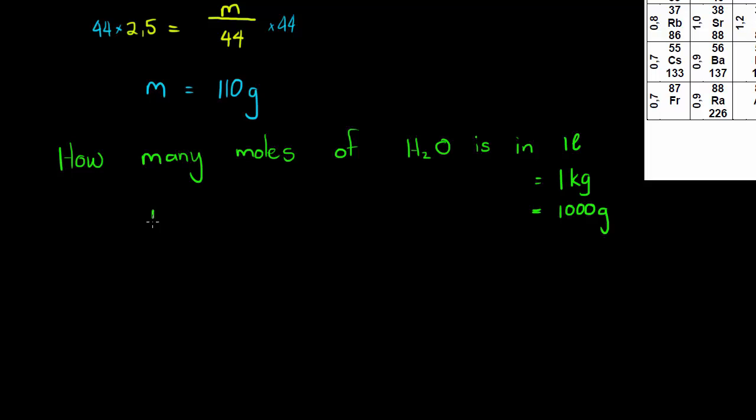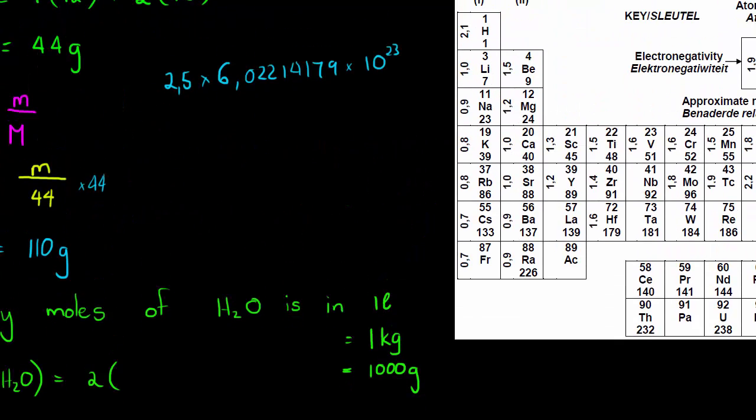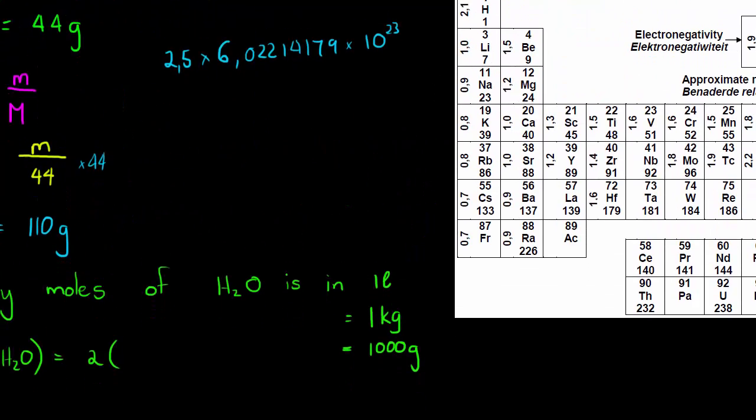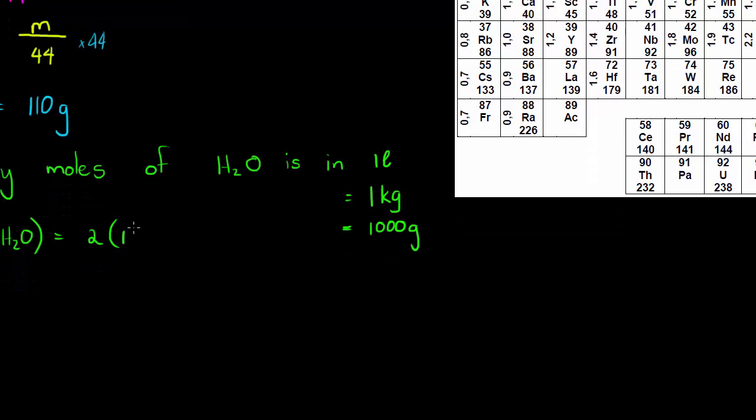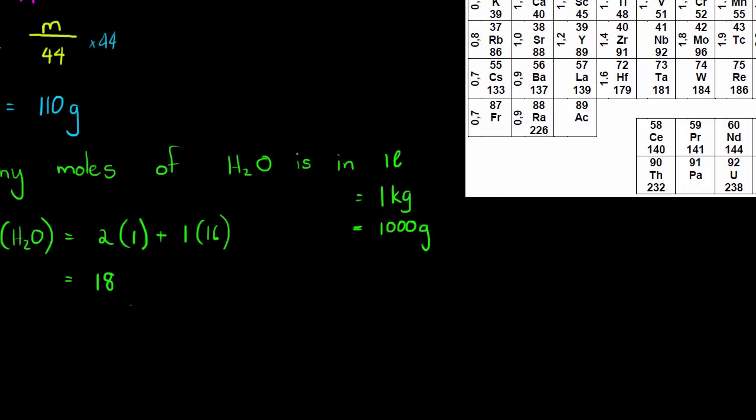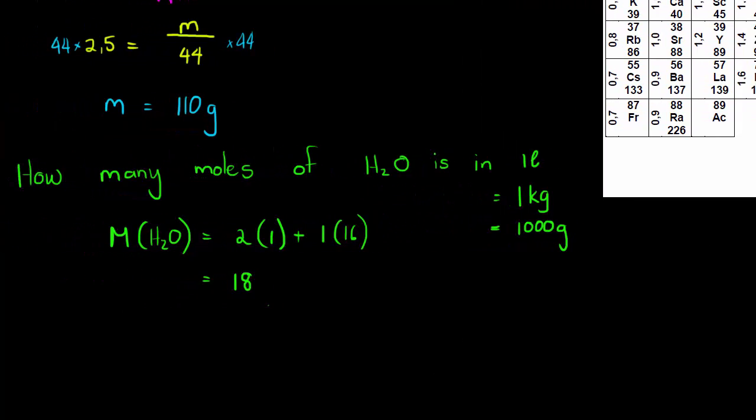Okay, so again we start by calculating the molecular mass of H2O. That is 2 hydrogens. Hydrogen, if we go to our periodic table, you'll recall has an atomic mass of 1. That's approximated. Plus oxygen, with an atomic mass of 16. I only have 1 oxygen, so this has a total molecular mass of 18.